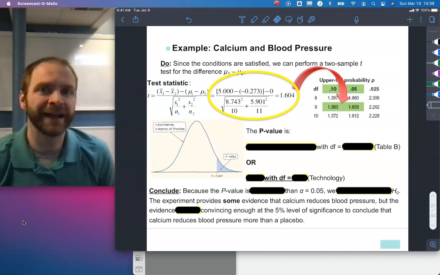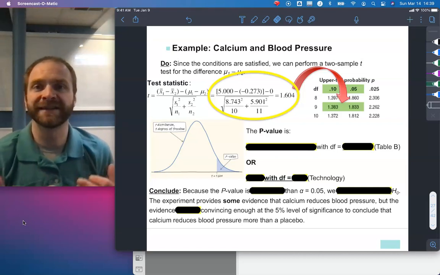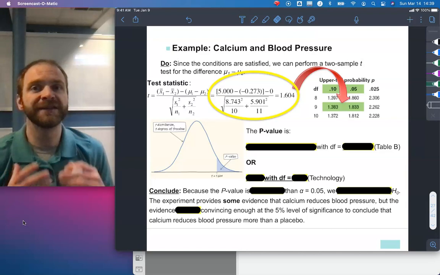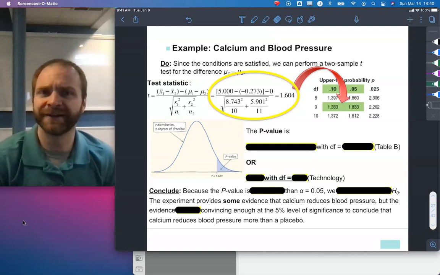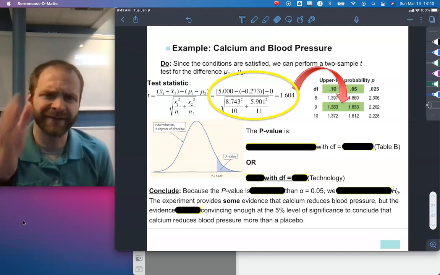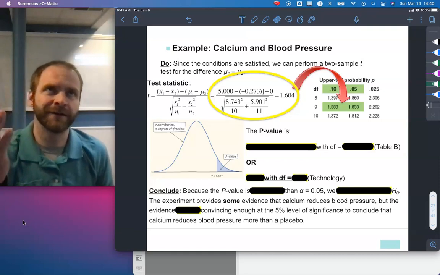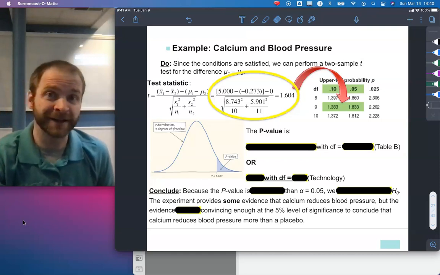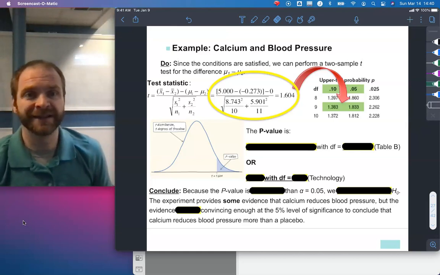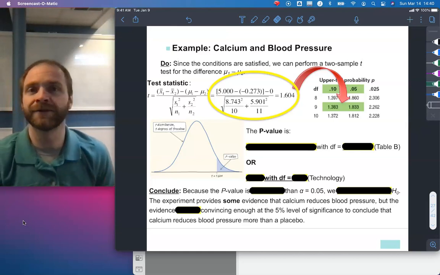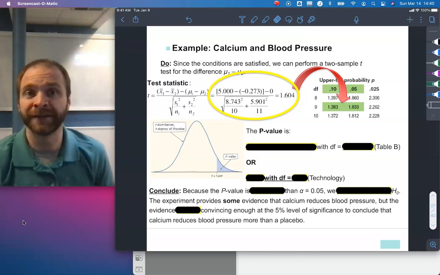That's going to give you a t statistic of 1.604. Well, if you're using table B, which we are in this case, I'll show you the technology though, don't worry. In that case, which degrees of freedom am I dealing with? I have a sample size of 11 and a sample size of 10, so the degrees of freedom are 10 and 9 respectively, so I have to be conservative. I'm going to use the 9. And so we can see that the 9 falls between 0.05 and 0.10 for the p-value.